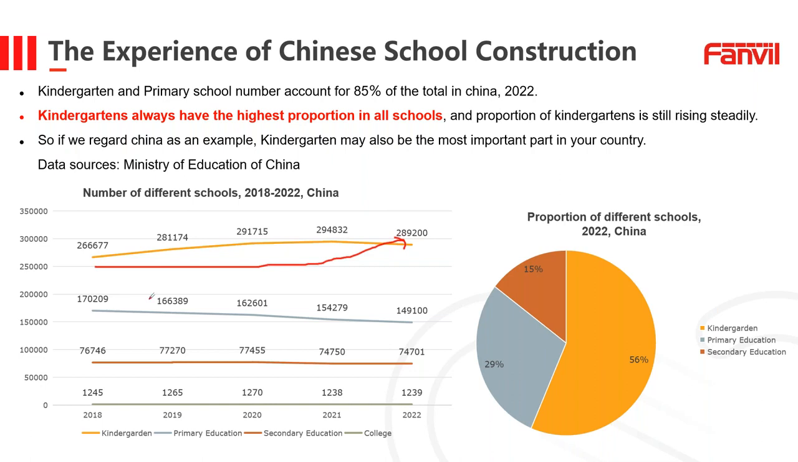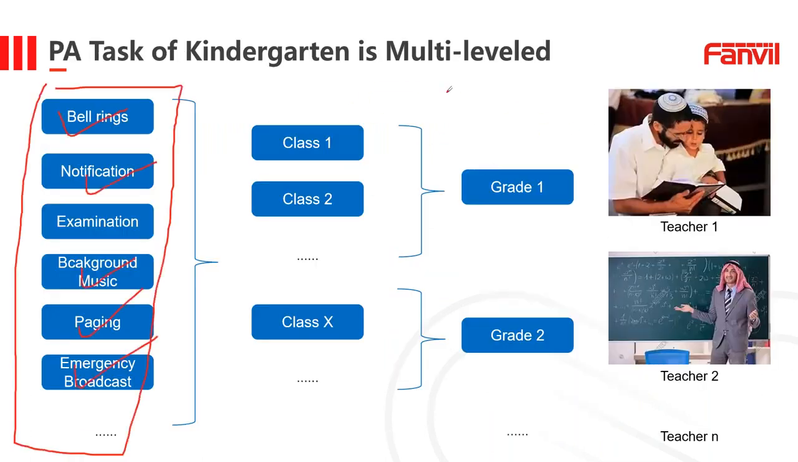On this page, I list commonly used broadcast functions in kindergarten, like bell ring, notification, playing background music, paging, and emergency broadcast. Those are all commonly used functions in kindergartens or other small schools. Kindergarten has multi-level management requirements. If you are a teacher, you may need to manage one or more classes, and if you are a director, you may need to manage one or more grades.